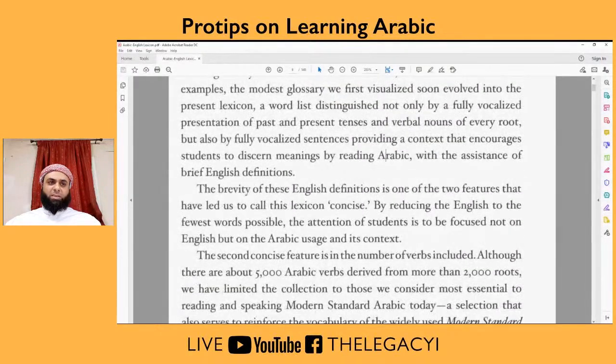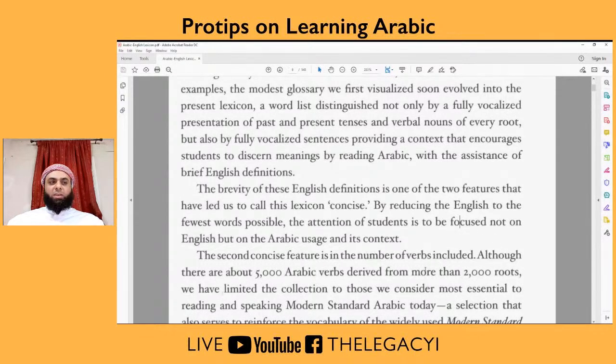The brevity of these English definitions is one of the two features that have led us to call this lexicon concise. So it's not too detailed in terms of defining the terms. In this respect, you will find it is similar to what we saw with the Easy Dictionary. By reducing the English to the fewest words possible, the attention of students is to be focused not on English but on the Arabic usage and its context. And this is a good point, that focusing on the Arabic usage and trying to understand the verb from looking at it being used in context will enrich your understanding of the vocabulary that you are acquiring.